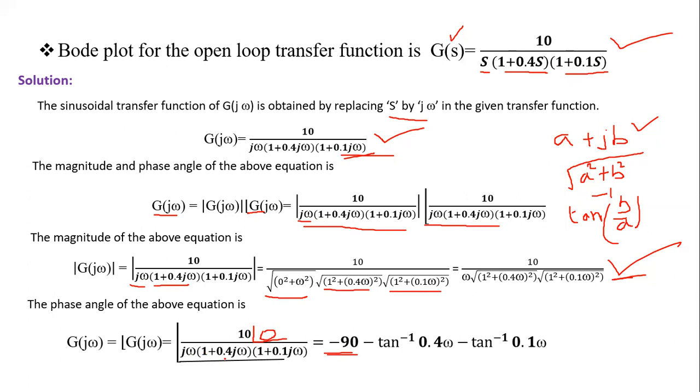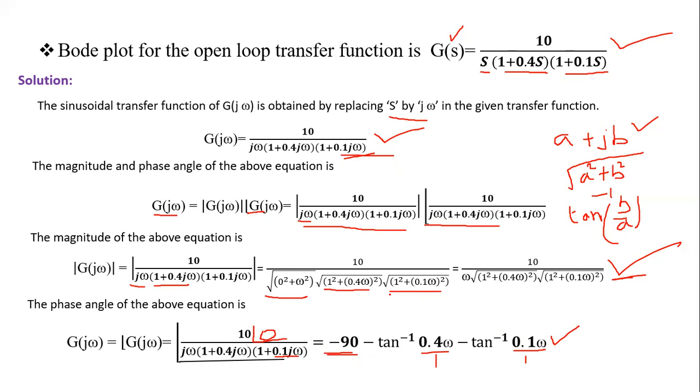And next, 1 plus 0.4 j omega. Tan inverse of imaginary 0.4 omega by real 1 is also in the denominator. If you shift to the numerator, it will come as a negative sign. And next, 1 plus 0.1 j omega. So here the imaginary is 0.1 omega, tan inverse of imaginary by real. It is also in the denominator. If you shift to the numerator, it will come as a negative sign. So this is the phase angle.